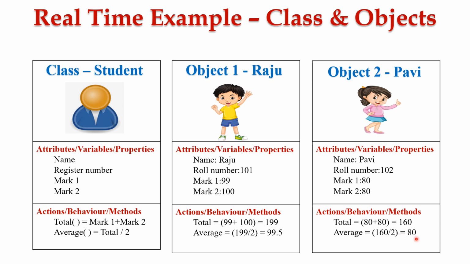to 80. So from this example, we can see that both object 1 and object 2, that is Raju and Pavi, have their own attributes. They are specific to them. They are unique for them. And they perform certain methods which have been defined inside the class, that is total and average. This is common to both since it is defined inside the class. Hope you are clear in this real-time example.